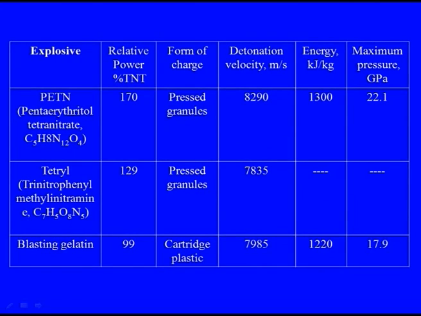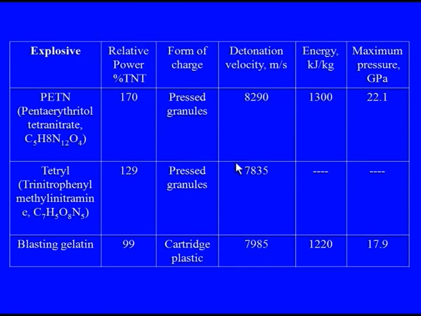Another category is PETN, pentaerythritol tetranitrate. This is its chemical name, and the relative power is 170 percent of TNT. It can be obtained in pressed granule form, and the detonation velocity is almost at the same level as RDX, that is 8,290 meters per second. Energy is also comparable to RDX, which is 1300 kilojoules per kg, and the maximum pressure obtainable is 22.1 gigapascal.